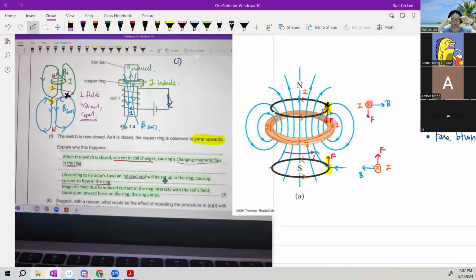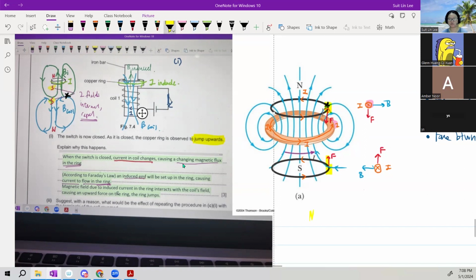So normally your brain would want to think, okay, I want to step by step decide the direction of B, decide the direction of I, use my left hand, decide the direction of force, and then decide whether the ring will go up or go down. That is the direction that your brain wants to go. But currently, it's very hard to use your left hand in this situation. You can try it out using the bottom plane. You can also try out how I use my left hand.